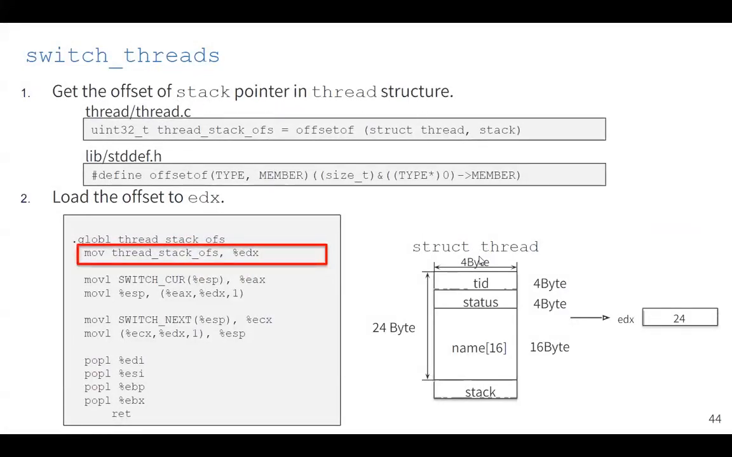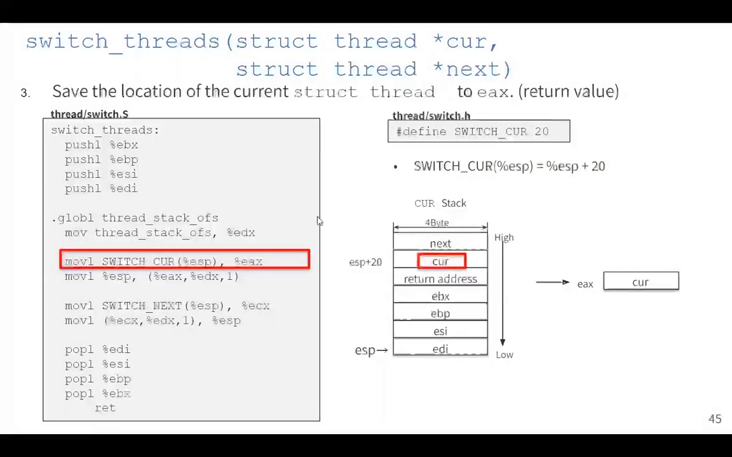So in the struct thread, if you didn't add anything in between the TID and the stack fields, there should be a 24 byte offset between the beginning of struct thread and the stack pointer value field here. So we load the offset to EDX. If you didn't modify anything, that value should be 24. And we also have to return the location of the current struct thread to EAX.